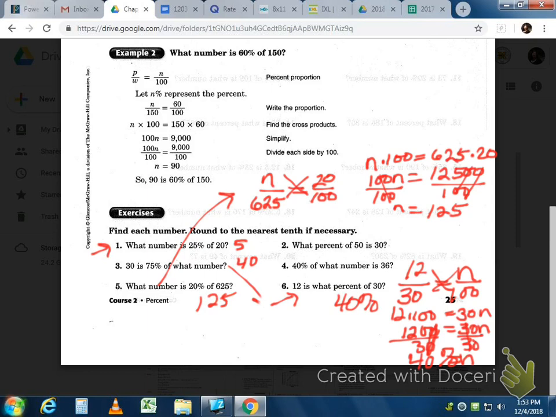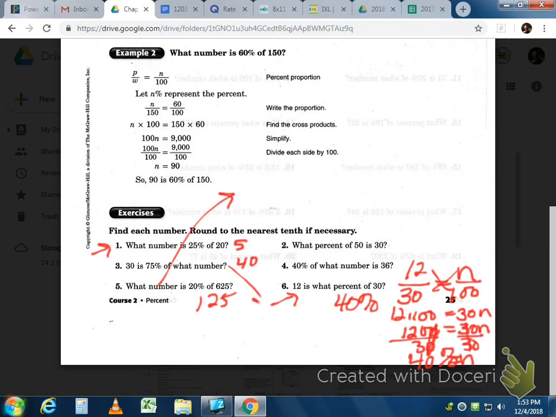Okay, I was hoping to do one with a rounding, so I am going to do number 4. Let's do number 4. We're going to do it up here. Fraction bar, equal sign, fraction bar, 100 on the bottom right. Number 4. 40% of what number is 36? Did they give us a percentage? Yes. 40%, so that means 40 goes up here. Where's the 36 go? The top, because you see the word "of"? There's no number behind it. It goes like this. So we're going to cross.